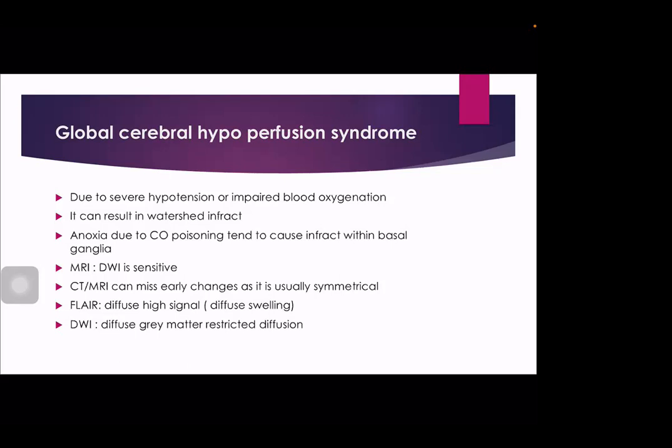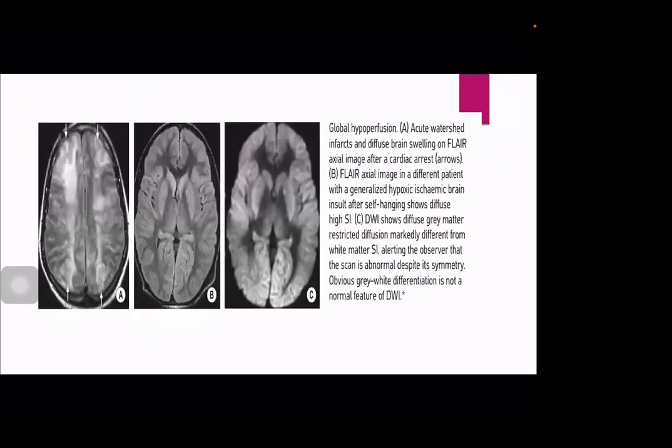This could be quite tricky because the changes are usually bilateral and symmetrical. Here you can see the imaging for patients with global hypoperfusion, acute watershed ischemia, affecting the brain in a bilateral and symmetrical fashion. You can see an area of diffuse brain swelling on the FLAIR image.